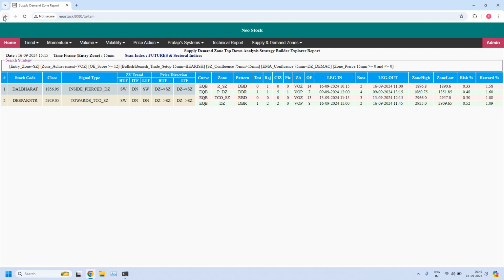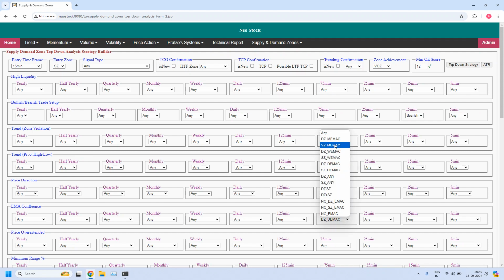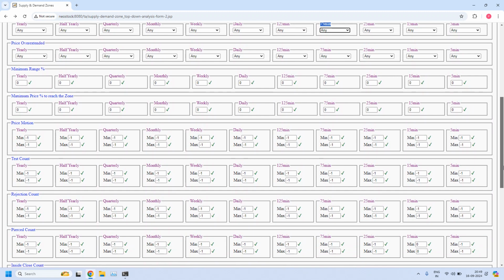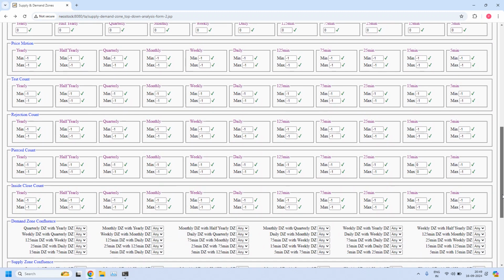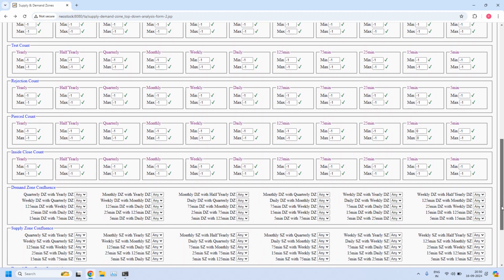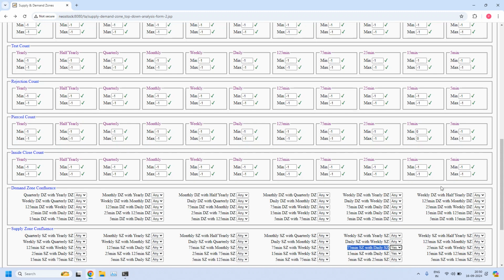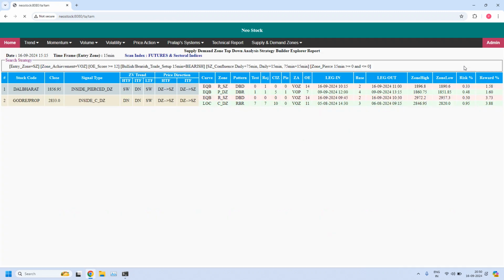Okay, now let's verify LTF, ITF, HTF zone confluence. I am removing this filter, the EMA filter. LTF, ITF, that means 15 minutes should be part of 75, and 15 and 75 together is part of the daily zone. So in the supply zone confluence, already 15 and 75 is enabled. Next, 15 minutes supply zone with daily supply zone, I am enabling the filter. 75 minutes and daily, I am also enabling for the supply zone confluence. LTF, ITF, HTF confluence: 2 stocks are filtered.